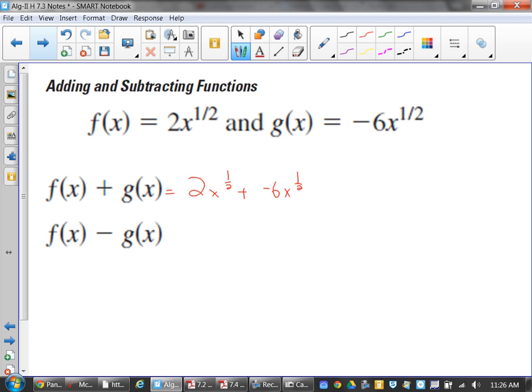So what's 2x to the half plus negative 6x to the half? Negative 4x to the half. Very good. And there's nothing else you can do. You're just simplifying, combining like terms. Does that make sense, guys?